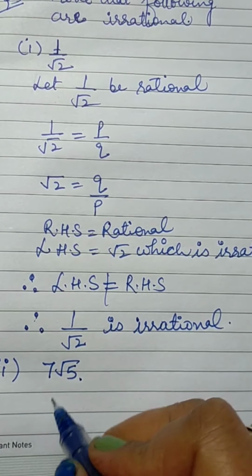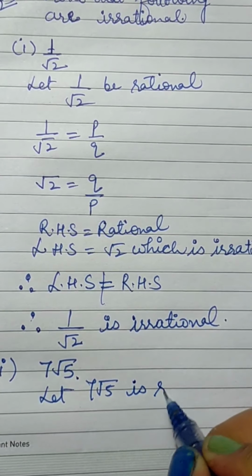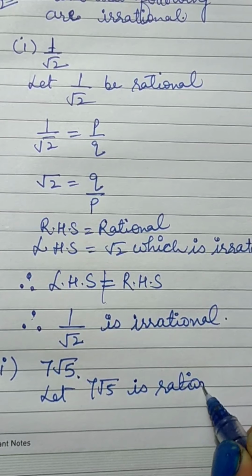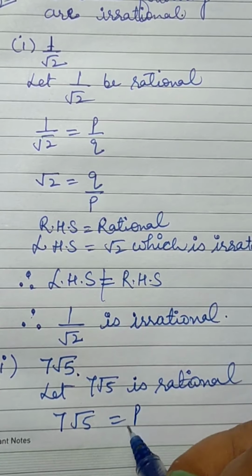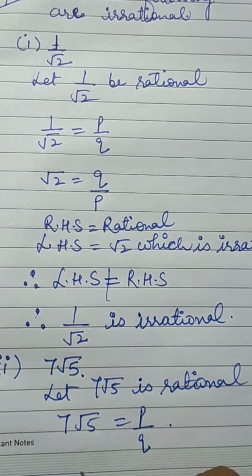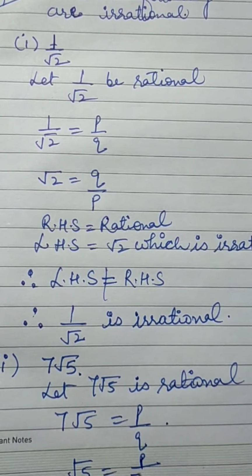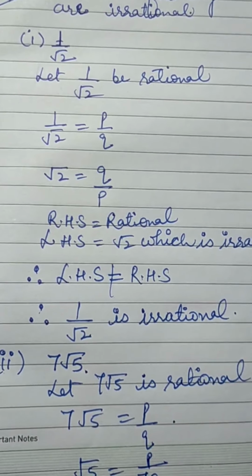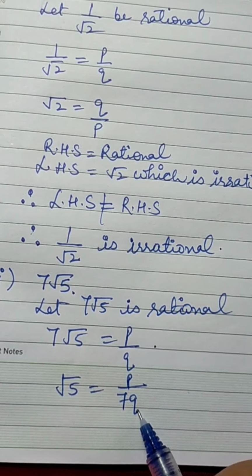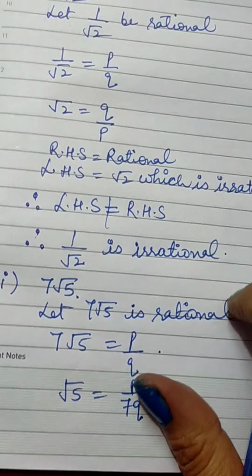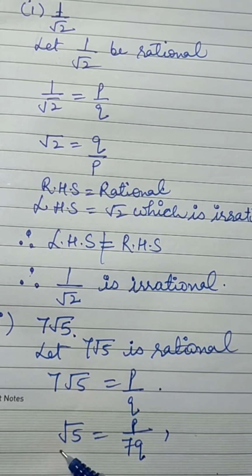So let 7 root 5 be rational. Same procedure we are following. 7 root 5 can be written in p over q form. Root 5 is here only, p over q. 7 goes over that side, 7 into q. So again this becomes integer over integer form. Same, the right side is rational, the left side is root 5, which is irrational.